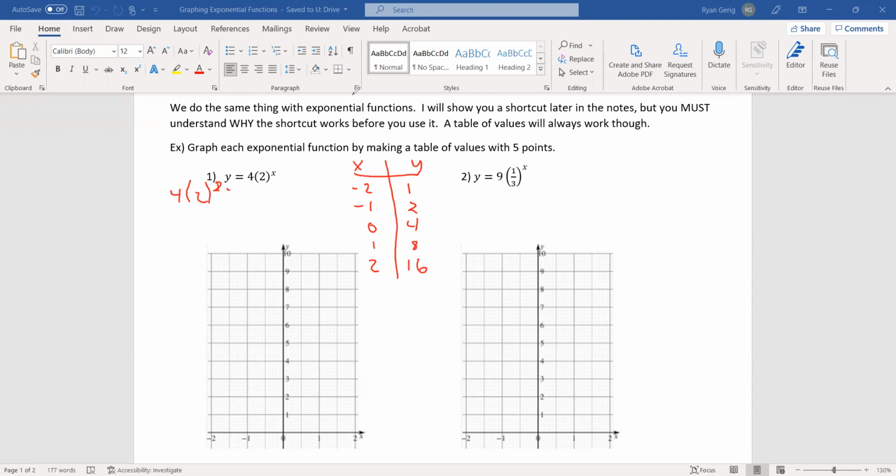So -2, 1. -1, 2. So left 1, up 2. 0, 4. 1, 8. And 2, 16 is off the graph. What I want you to see is this is curving upward.